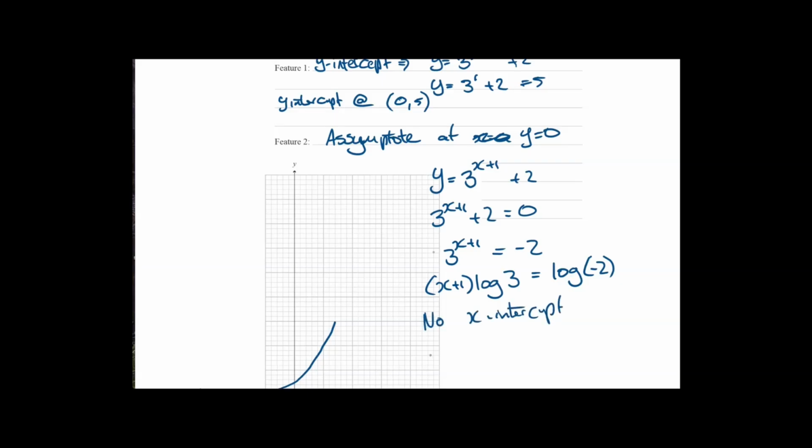Okay, so for feature 3, I'm going to say what's the domain and the range. So from that we can say that the domain is all values of x, and the range, that's the y value, is all real numbers greater than 2... and that's a feature. It never goes below the x-axis. It just kind of goes forever and ever, getting ever and ever closer to the x-axis, but never quite getting there. And then up here, it kind of balloons up forever and ever and ever.